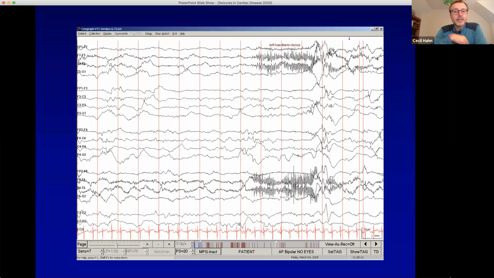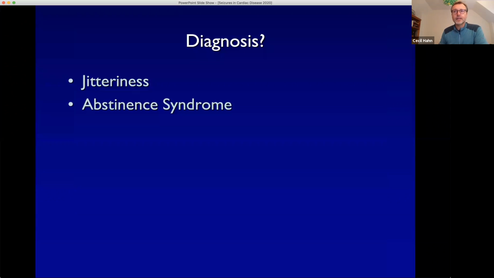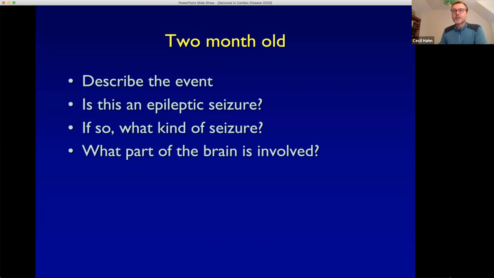I think based on the phenomenology, based on what it looks like, based on the context, it is likely this jitteriness due to abstinence. And it's a common clinical presentation upon weaning of opioid medications, which was the case here. So good job to those of you who were skeptical that this was a seizure, but it's very hard to know for sure without the EEG. Jitteriness and abstinence syndrome.